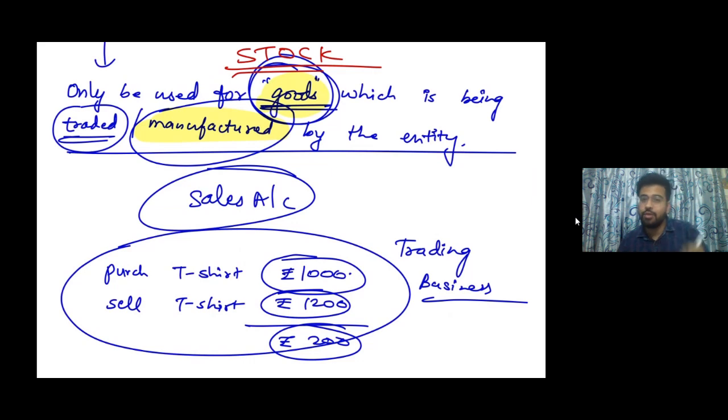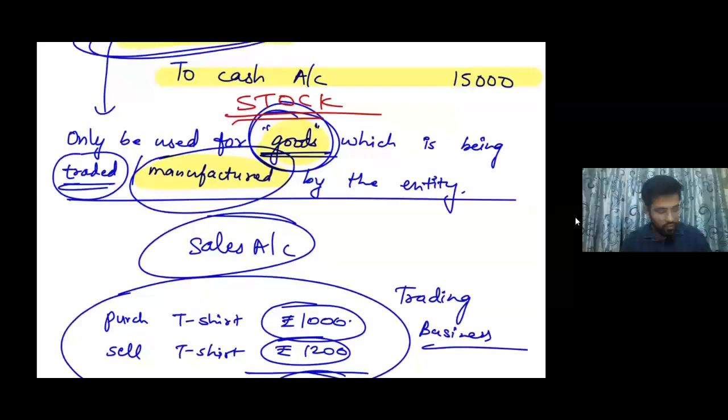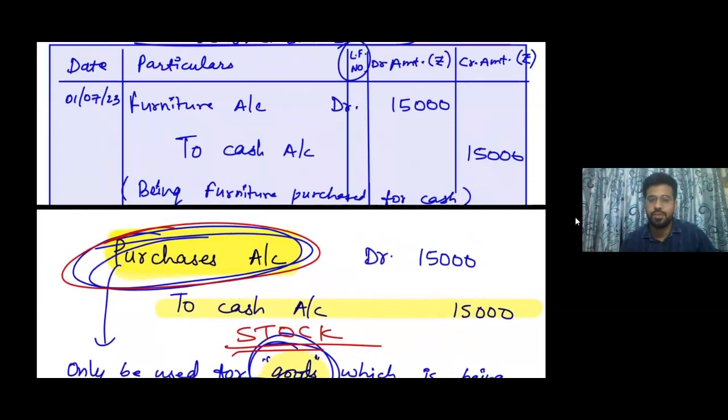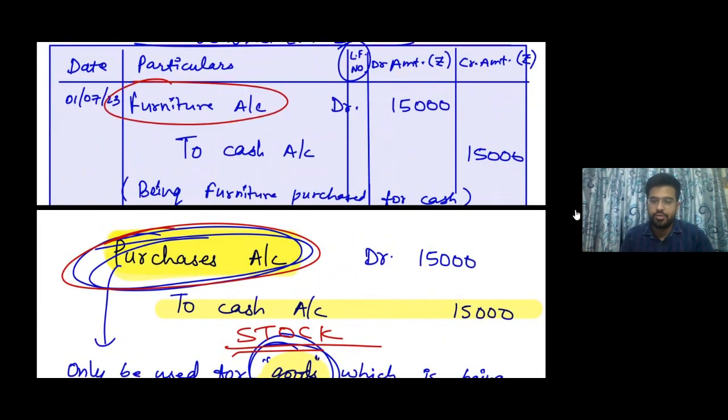Whenever you purchase that stock, then you will debit the purchases account. Not in case of other things. Like here, the furniture was purchased. That is not what the person is dealing with. So the furniture account will be used for this purpose when our goods are not furniture.